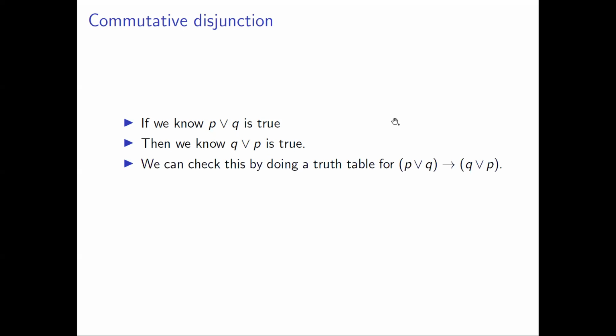And you can do a truth table for that. P or Q implies Q or P. So for example, suppose that we know C equals 2 or C equals 3. Then we can conclude that C equals 3 or C equals 2.